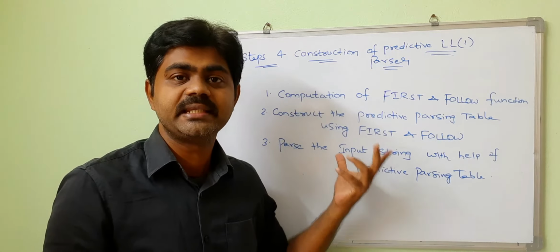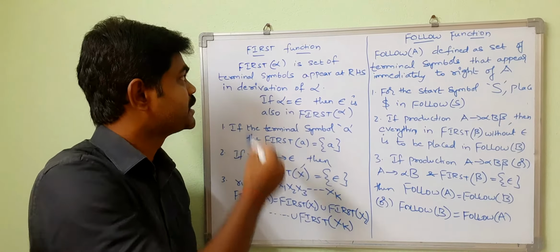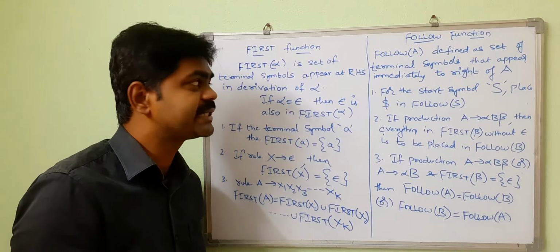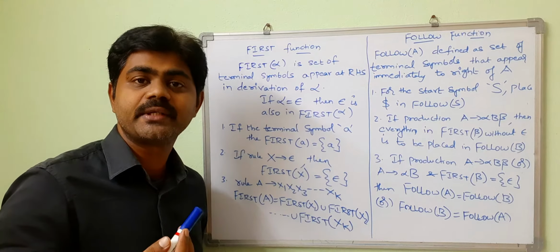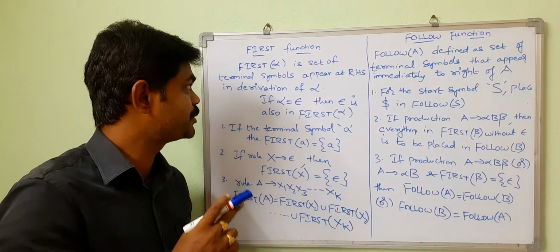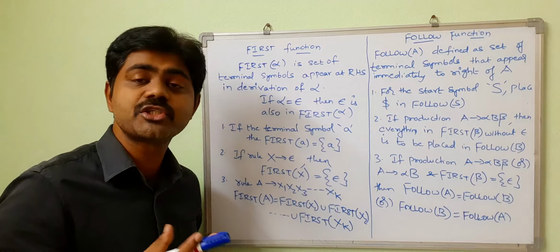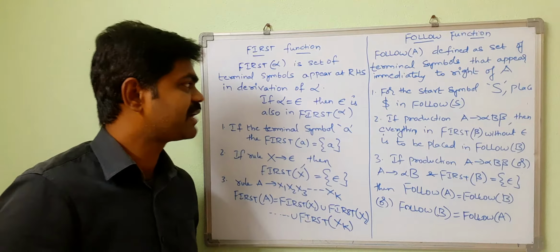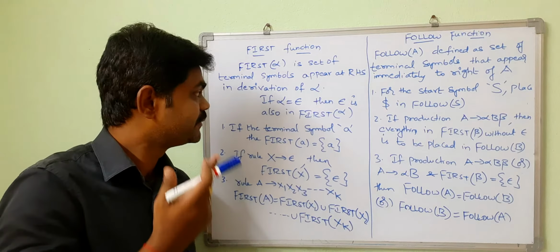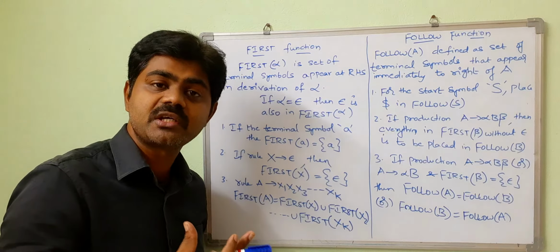Now we'll see the rules of the first function and follow function. First of alpha is the set of terminal symbols which appear at the RHS in the derivation of alpha. As you know, a production is a combination of non-terminals and terminals. If alpha equals epsilon, then epsilon is also in first of alpha.